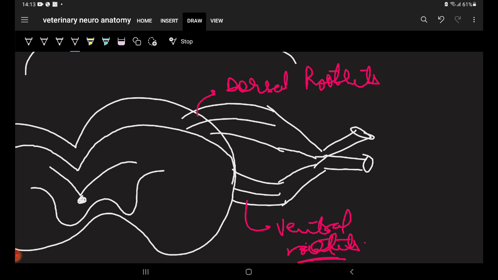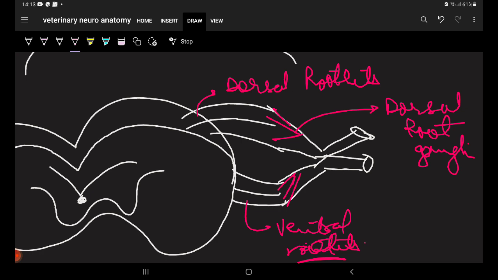Okay? So these join together. These now here join together like this and like this. These join together to form dorsal root ganglion, and here these join to form ventral root ganglion.